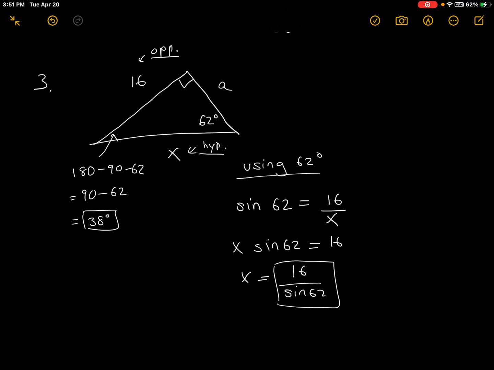Okay, so again, this is called the exact answer. And then for an approximate answer, you enter it on your calculator. 16 divided by sine 62. I'm going to enter it on my calculator. I'm going to get 18.1. Okay, so this is the approximate.